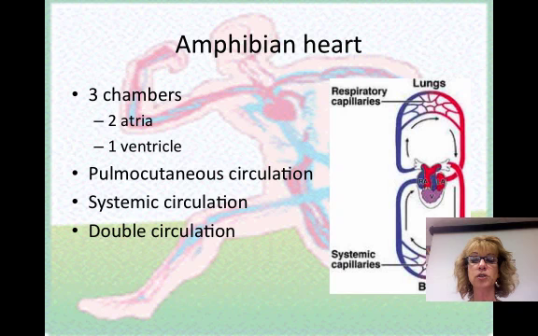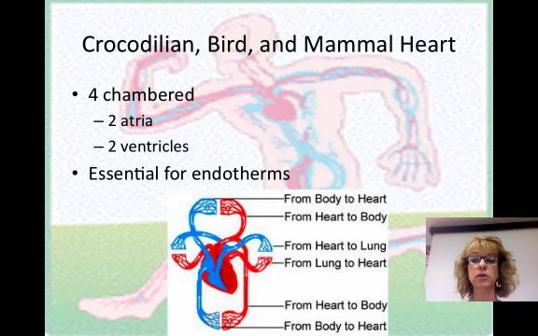Most reptiles also have three-chambered hearts. However, the crocodilians, the crocodiles and alligators, and birds and mammals have the powerful four-chambered heart. This has two atria and two ventricles. The ventricles are completely divided. That totally separates oxygen-rich and oxygen-poor blood. The left side of the heart receives and pumps oxygen-rich blood. The right side of the heart receives and pumps oxygen-poor blood.